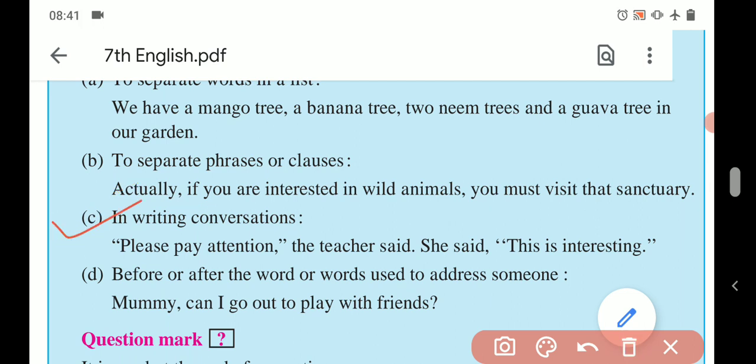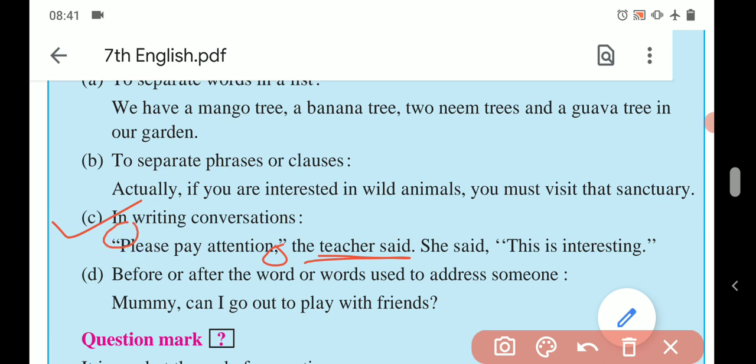Next use, in writing conversations. If you are there to write a dialogue of someone as it is, at that time comma is used. For example, here is the dialogue. "Please pay attention," the teacher said. So this is the dialogue of a teacher, and that dialogue is said by the teacher or delivered by teacher, so that here punctuation mark comma is used.